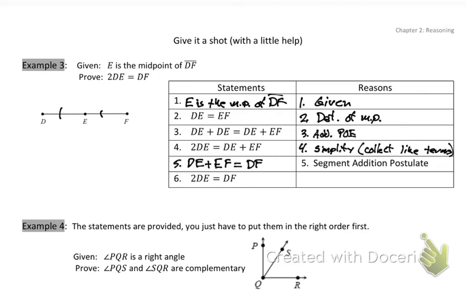How does that help us? Because DE and EF are the same. They're equal to each other. So what I'm kind of looking at is, well, we have DF equals DE plus EF. DE plus EF equals 2DE. What lets us go, this equals this, equals that, so the first and last thing are equal to each other?